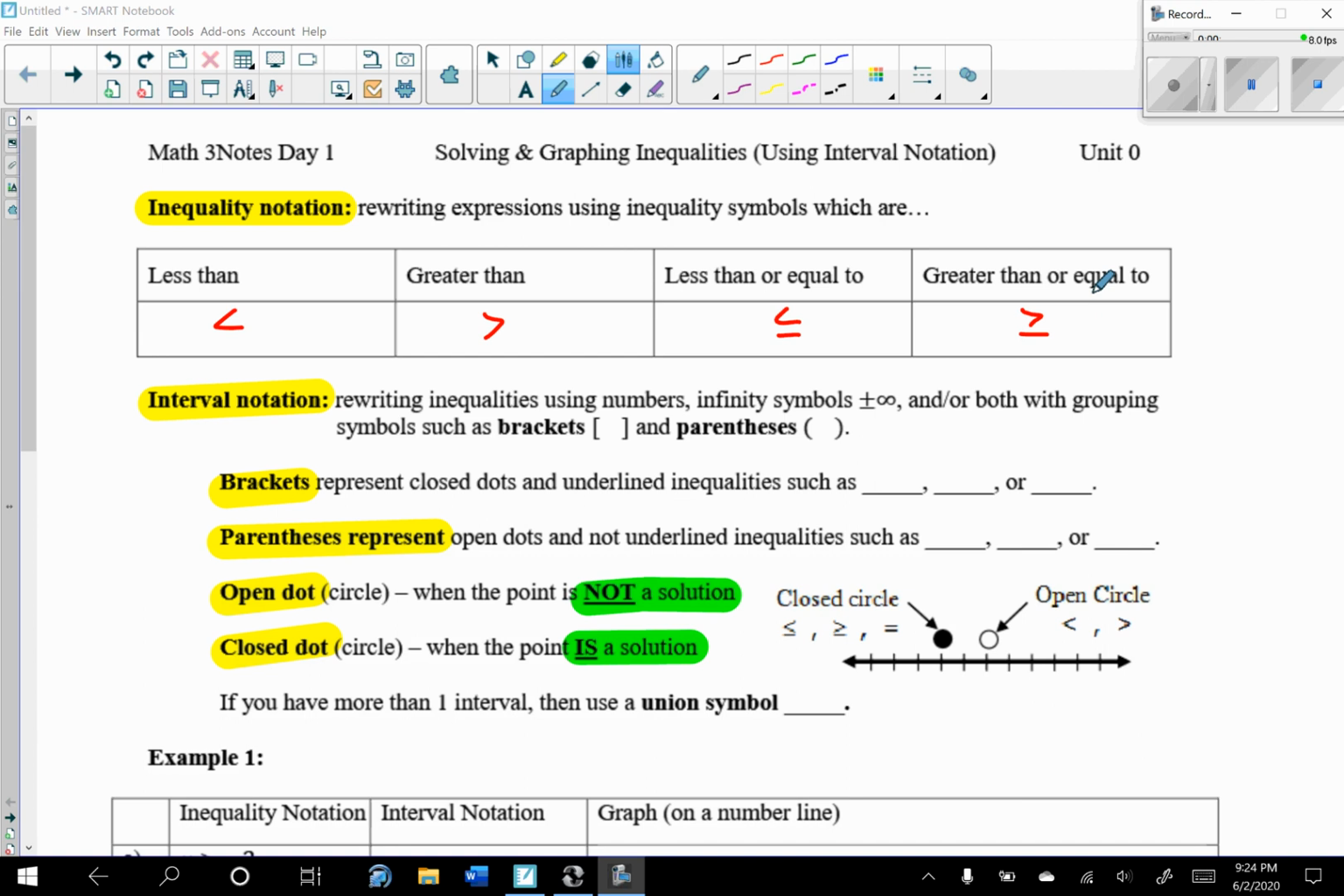So brackets represent, remember, closed dots on our number line, and these are going to be underlined inequalities such as less than or equal to, greater than or equal to, or equal to. Parentheses always represent open dots and are not underlined inequalities such as less than, greater than, or not equal to. An open dot, or sometimes we say open circles, is when the point is not a solution. A closed dot is when the point is a solution, such as these two examples here. If you have more than one interval, then you can go ahead and use the union symbol.